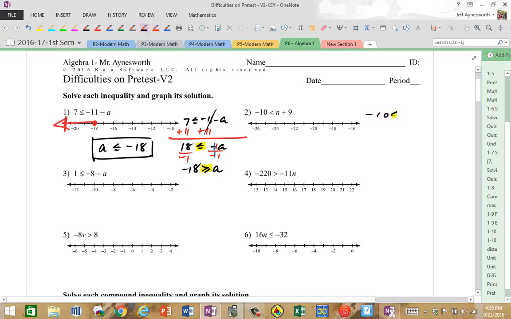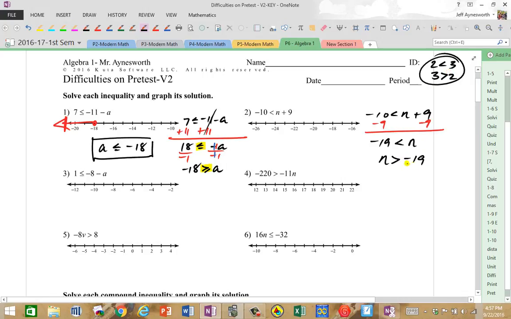Okay, so negative 10 less than n plus 9. I see plus 9, so I'm going to add the opposite, which is a negative 9. So if I add a negative plus a negative, I get a bigger negative. So negative 19 is less than n. And if negative 19 is less than n, that means that n has to be greater than negative 19. So you switch the order of the inequality. Why is that? Well, if 2 is less than 3, that means 3 is greater than 2. That's why. So you got to recall the basics here. If you want to switch the order of the inequality, then go for it. Just switch the inequality sign to keep it a true statement.